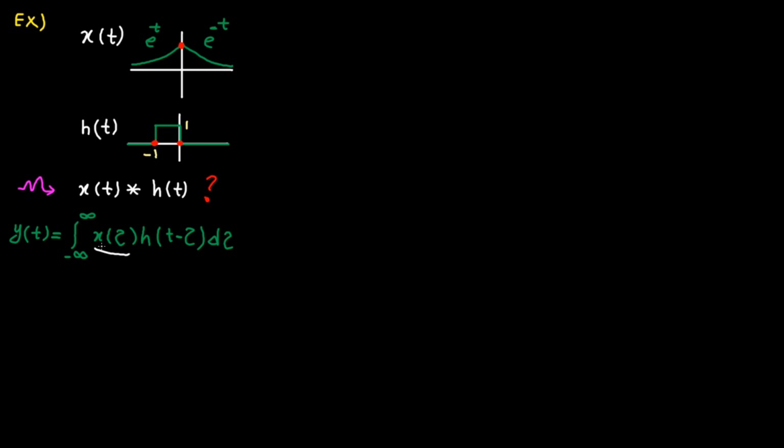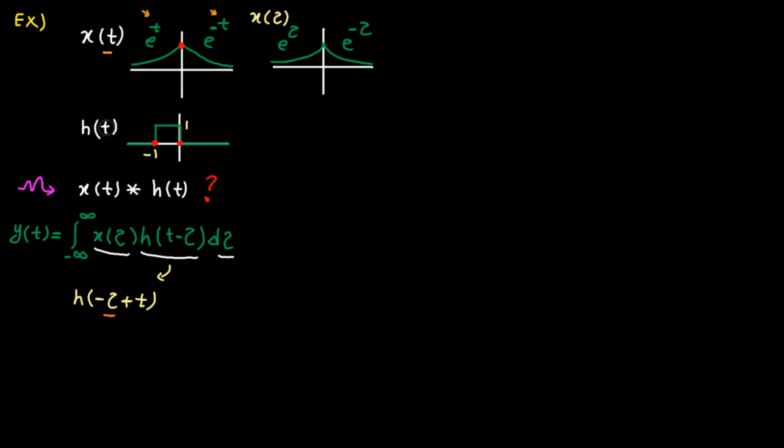First, let's plot x(tau). All we need is to replace all t's by tau. The shape is the same. Here's what we get. Now let's plot this signal. I'm going to write it as h(minus tau plus t), because for plotting the signal I prefer to see the variable tau first. Let's replace t by tau here, then apply the time shift.